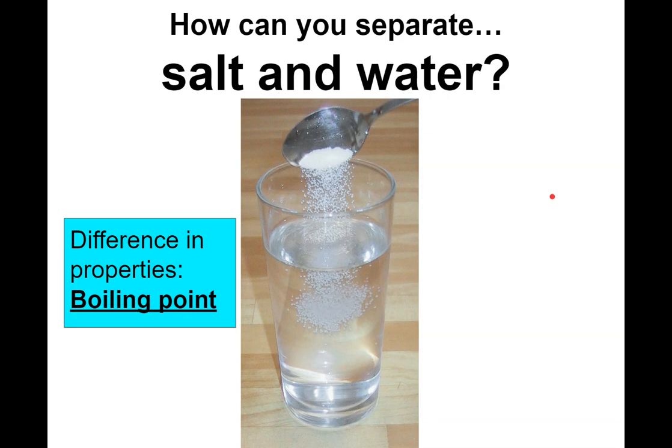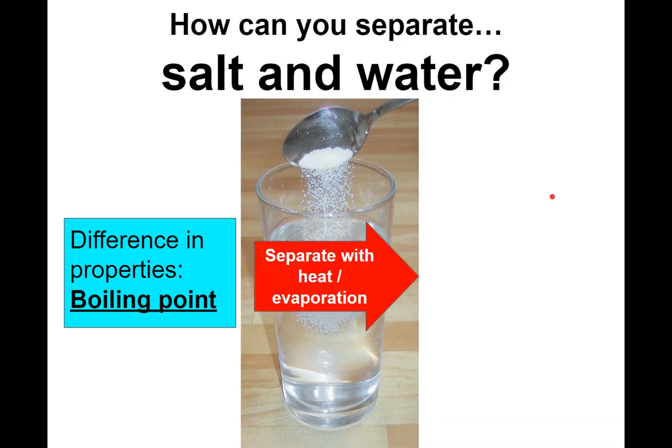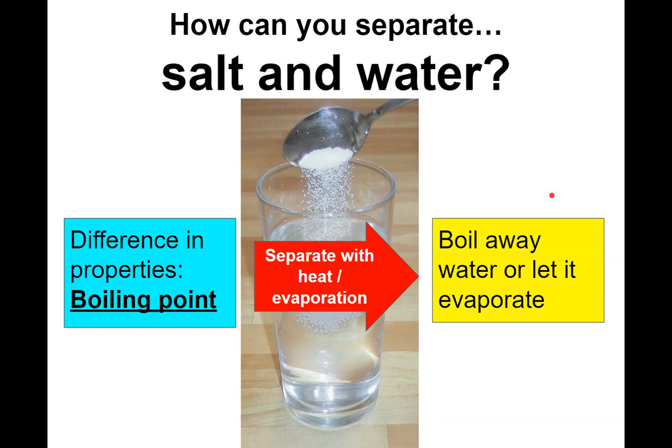But we can separate these out. You can separate it with heat or evaporation because you can boil off the water. So you can boil away the water. The salt will not boil, it will not evaporate. And so you can separate them that way. The water can get converted into water vapor. You can catch it, condense it, whatever you want to do. Or if you just want the salt, you let the water boil away or evaporate.